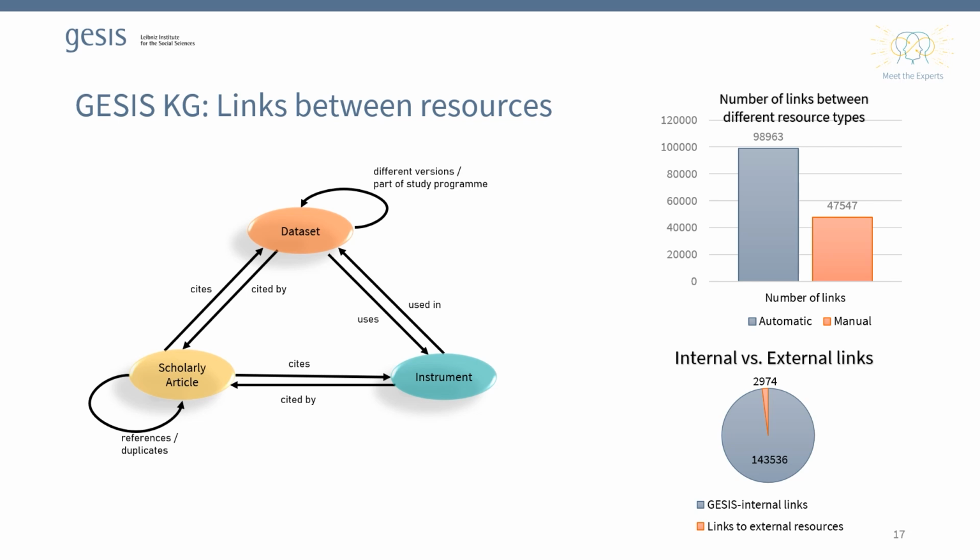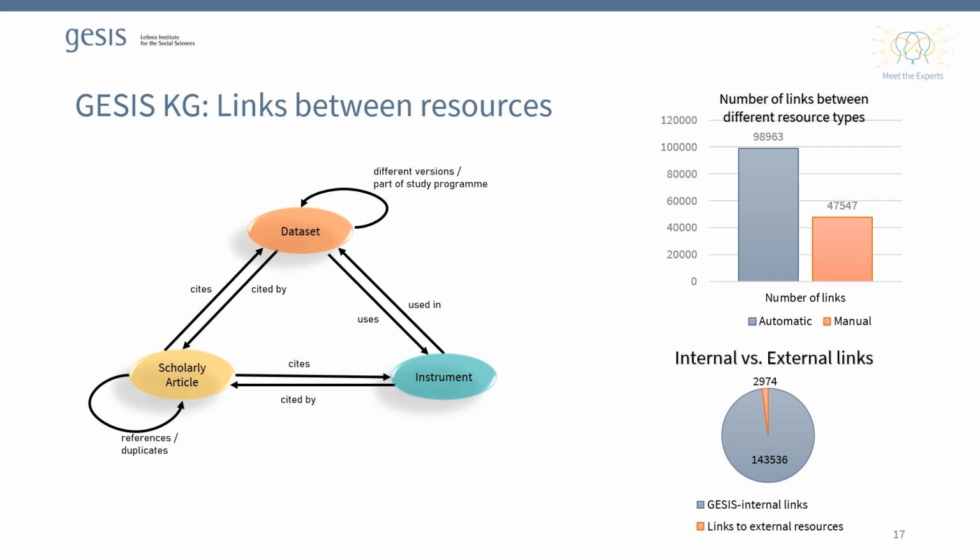To give you an idea of the extent of the graph, let's take a closer look at the links between the currently available resources. You can see that there are different types of links, or let's say links with a different semantic. For example, we can see that scholarly articles can cite datasets, while datasets can link to other datasets to indicate different versions of a dataset or the relation to a certain study program comprising several datasets.